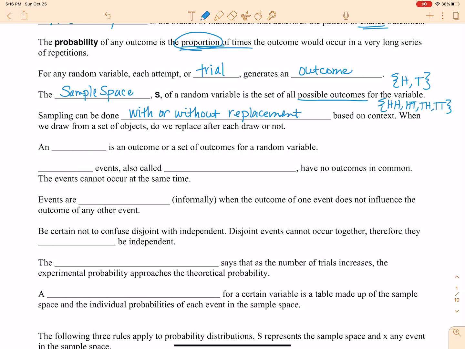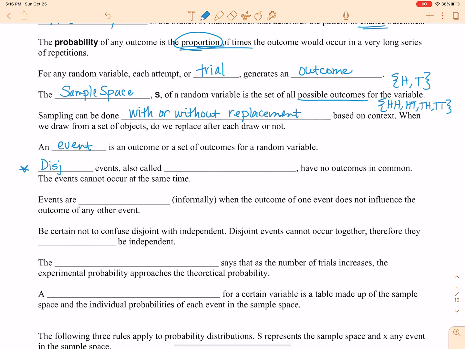So an event, oh, the handwriting, out of control. An event is an outcome or a set of outcomes for a random variable. So we'll be using words like event and sample space and trial and outcome and all of that. Now, this is a very important idea here.